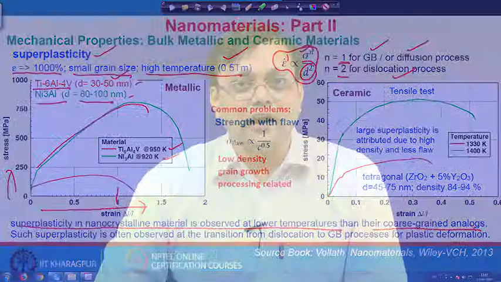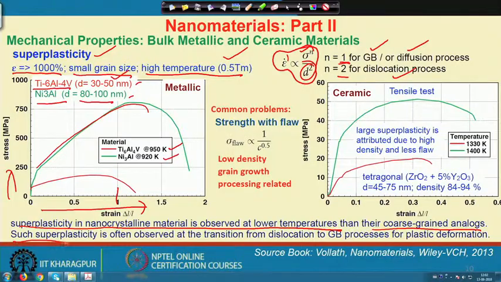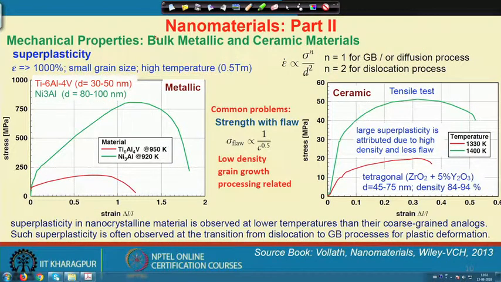So, we can get very large plasticity in the nanomaterial, but mostly the experimental results show that nanomaterials are very brittle in the case of metals and alloys. But this is not linked with the material itself, rather I would say it is important to process the material properly. Such superplasticity is often observed in the transition region from a dislocation to a grain boundary process, which I explained in the last slide.